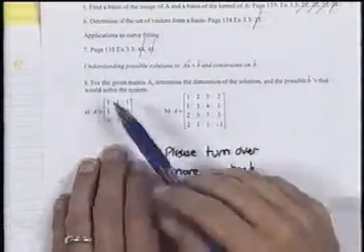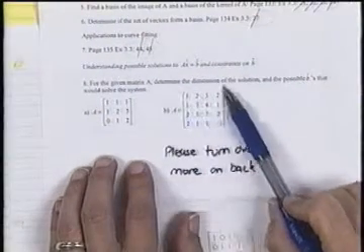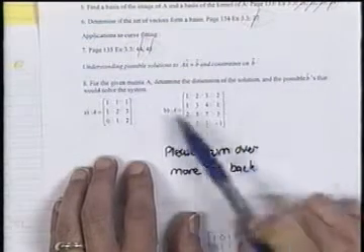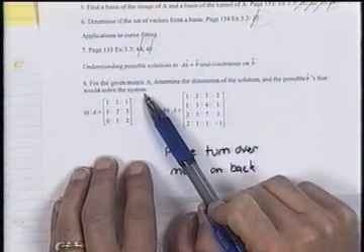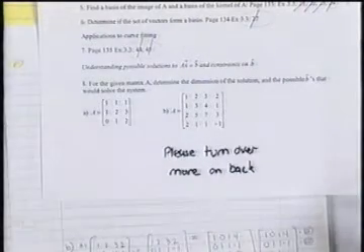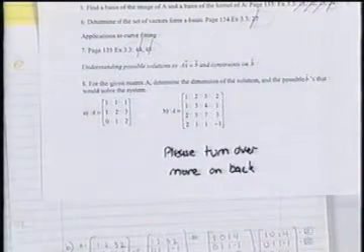Okay. So for the given matrix A, determine the dimension of the solution and the possible B's that would solve the system. I know that you can find the dimension of the kernel and the image. I guess I'm just kind of confused between all of these.